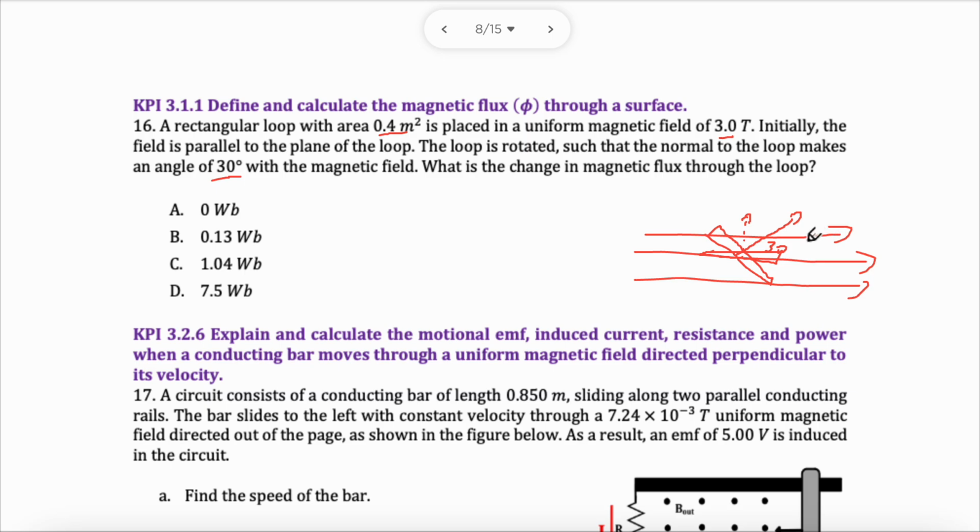Now we have an induced EMF. Now there is a change of flux happening in this case. So the change of flux, we can just do this here right now. Change of flux equals BA cos theta. It should be final minus initial, but the initial is 0, so I only need to do it one time. 0.4 times 3 times cos of 30. Sticking that into your calculator, you should get 1.039, 1.04 Webers.